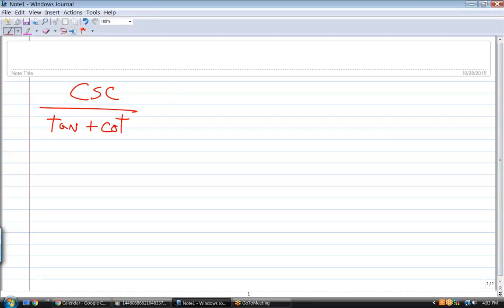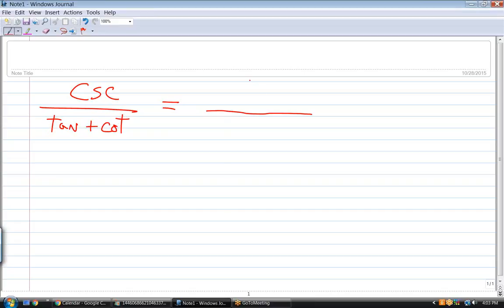Now, unless there's something very unusual about the problem, for instance, if you had a tan squared, or a cotan squared, or a cosecant squared, then you might consider using the Pythagorean identities. But we don't see anything like that here. So the best strategy to take is just to change everything to sines and cosines.